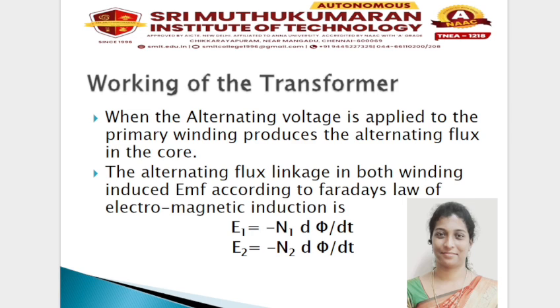In this, we have the EMF induced in the primary side. E1 is equal to minus N1 d phi by dt. N1 is the number of turns in the primary side, phi is the flux, so d phi by dt is the rate of change of flux with respect to time. And E2, the EMF induced in the secondary side, is equal to minus N2 d phi by dt, where N2 is the number of turns in the secondary winding.